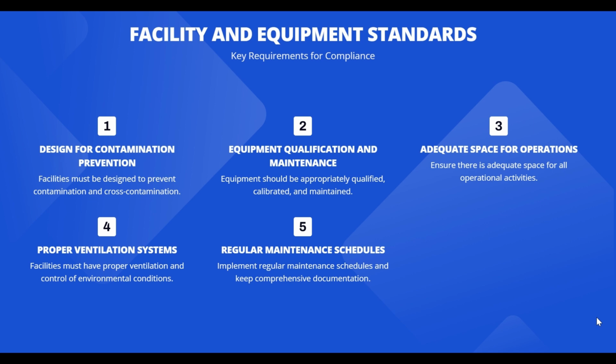Further, adequate space for the operation. There should be adequate space for the manufacturing unit, packing unit, and storage unit, so that there won't be any discrepancies within the process or during the operations. Further, a proper ventilation system should be there to maintain ventilation and control of the environmental parameters. Apart from that, regular maintenance schedules, that means checking each and every unit to see whether it is within the compliance range, and documenting each and every parameter, enhance the implementation of the cGMP guidelines.